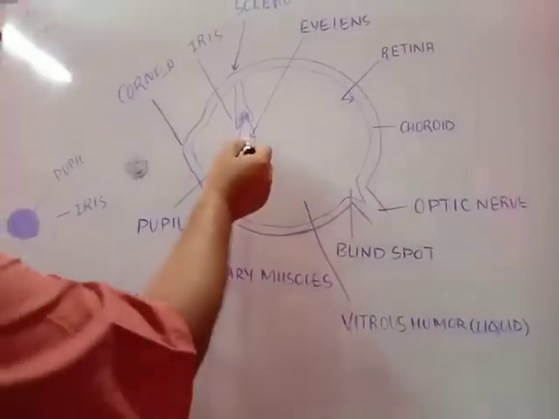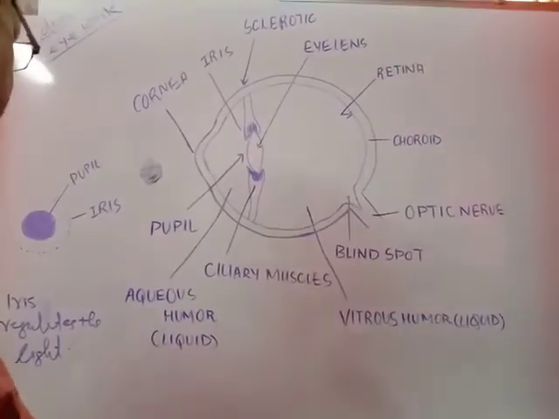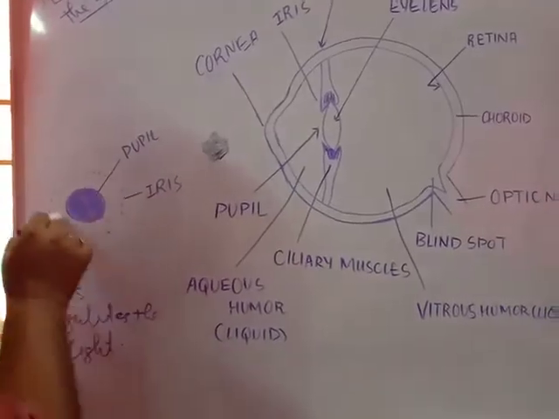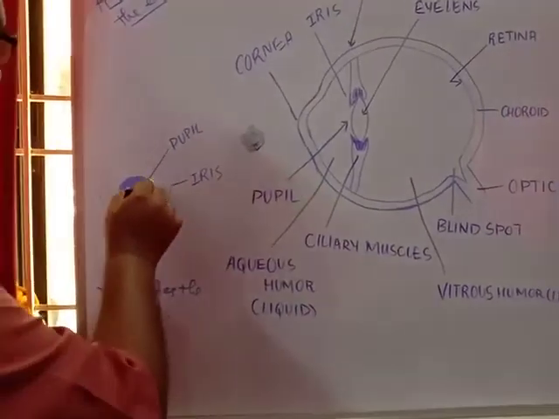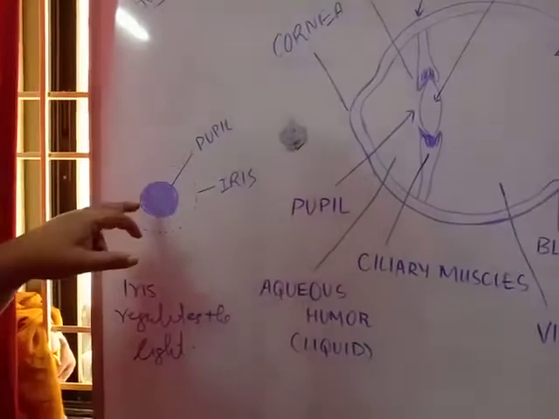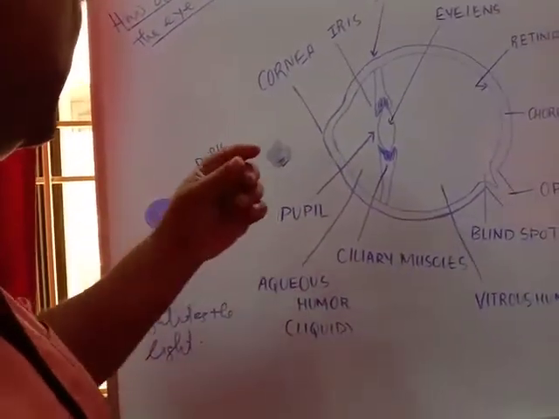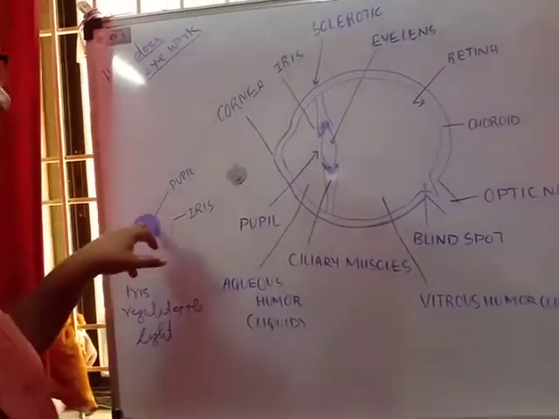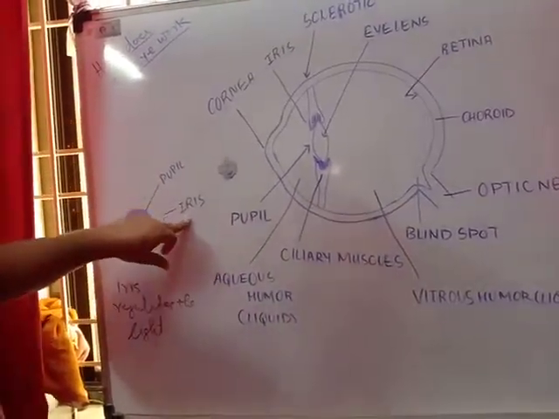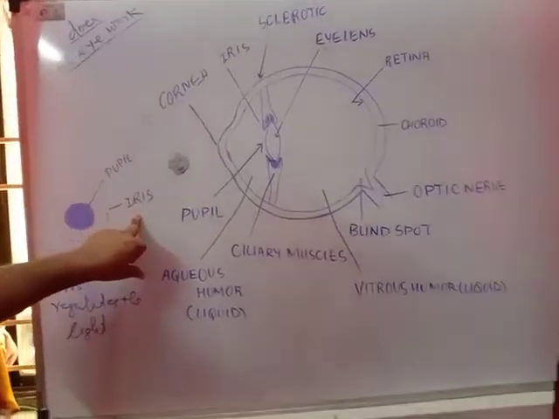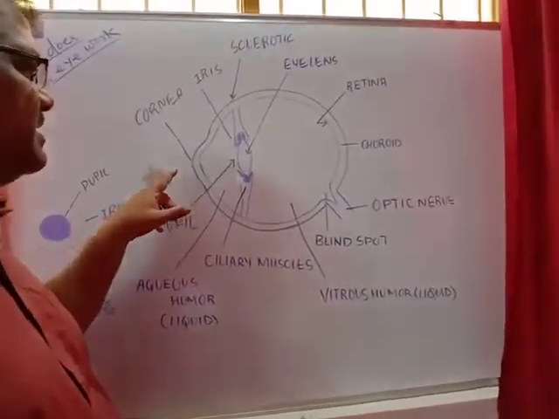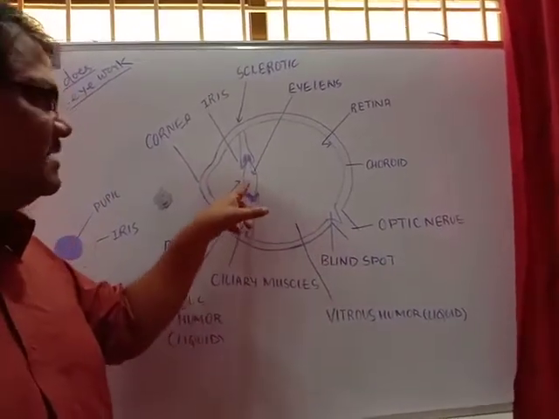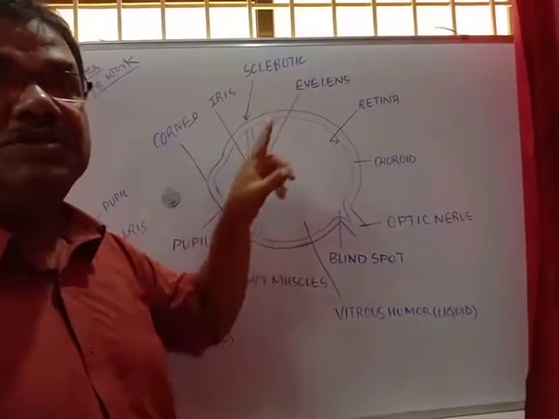And in front of that eye lens, we will be finding the iris, a circular diaphragm. In the middle of the iris, we will be finding a circular hole-like structure, that is the pupil. This iris is controlling the light which is passing through the lens. The important thing is that the ray of light should pass through the lens, and that lens is the crystalline lens, which is converging in nature.